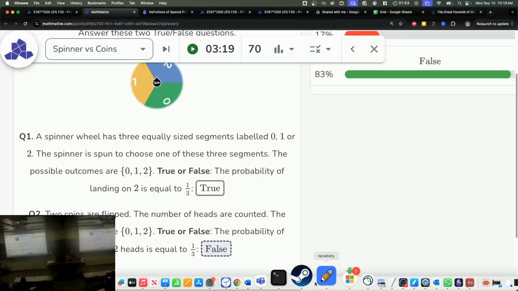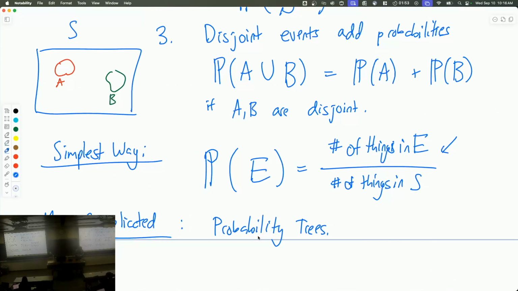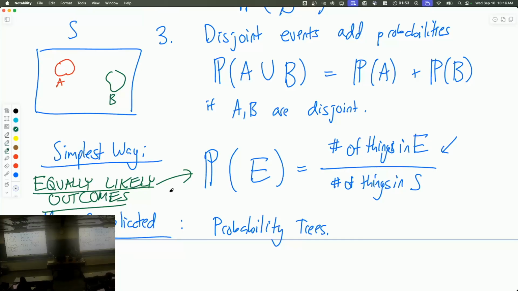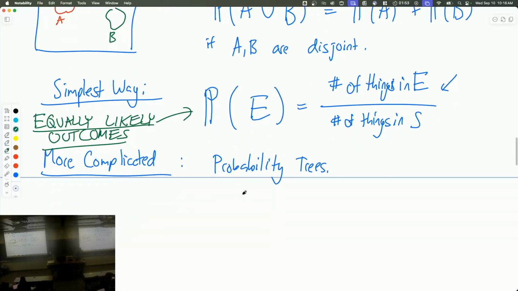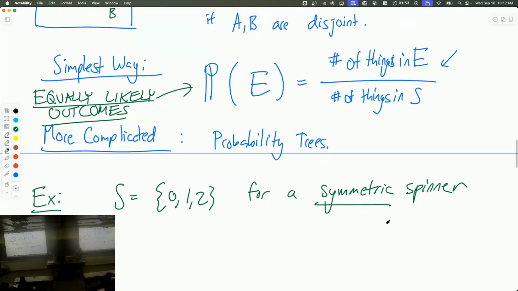So when we go to the simplest possible thing that works, this is the equally likely outcomes way. When they are equally likely, you can use this rule. If the outcomes are all equally likely, then you have this nice counting rule. And a good example of that is the spinner. So the example, the outcomes, if S equals 0, 1, 2 for a symmetric spinner, then that is a great rule. Then the equally likely rule is good.